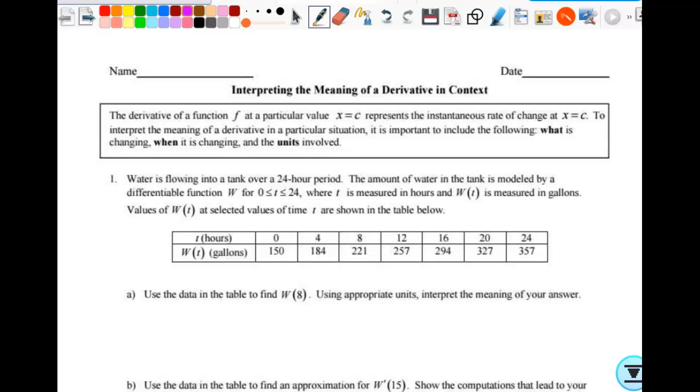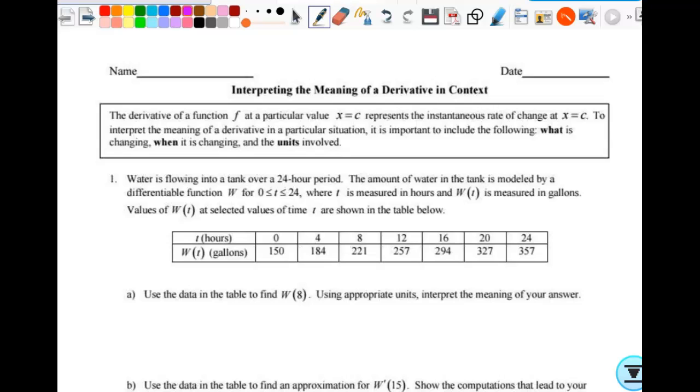We're interpreting the meaning of a derivative in context. Okay, we're going to have more application problems. You have to be able to make sense of all of this stuff. You have to be able to pull out what you need out of the question. You have to be able to write and explain yourself correctly without leaving out important words, right?